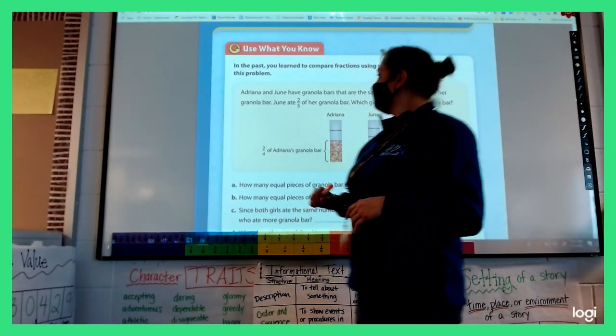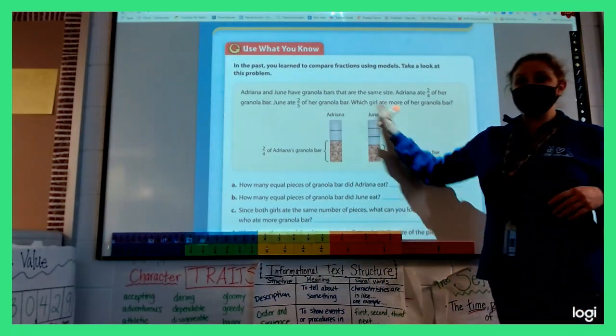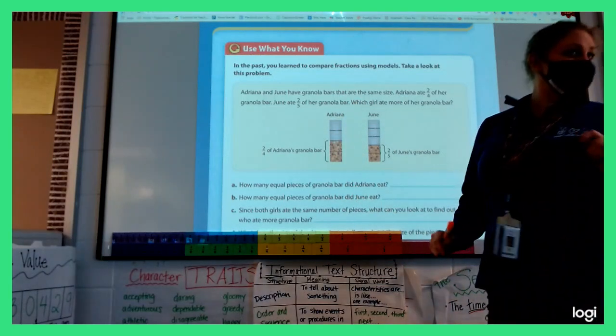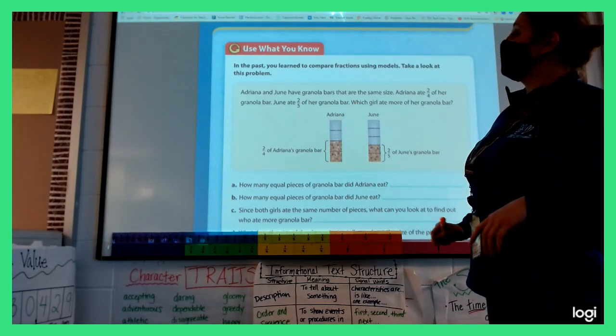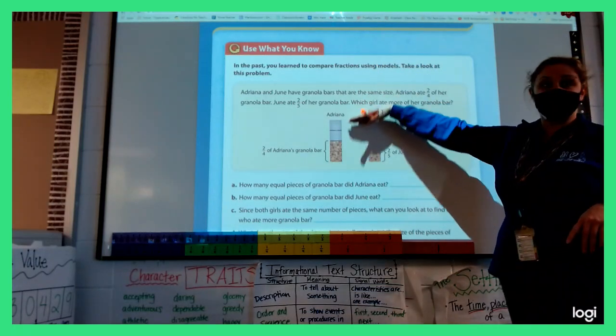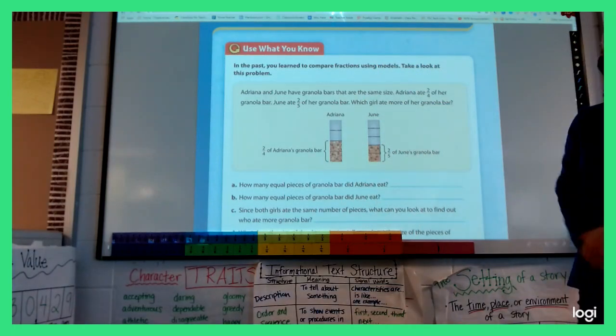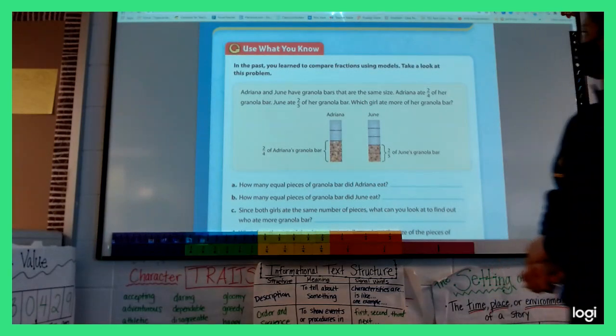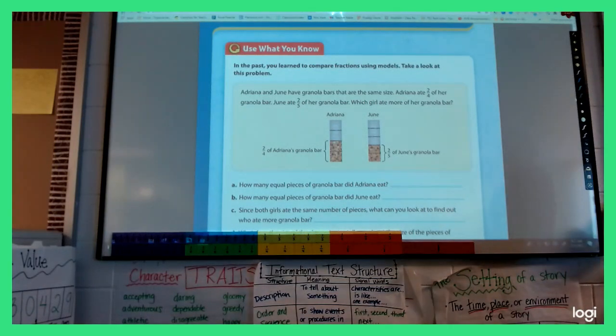But for today, we're going to start with this beautiful granola bar to walk us through how this works, okay? All right, I need a reader to read this top little part and then go ahead and read us the problem. Josiah, nice and loud. In the past, you learned how to compare fractions using models. Take a look at this problem.